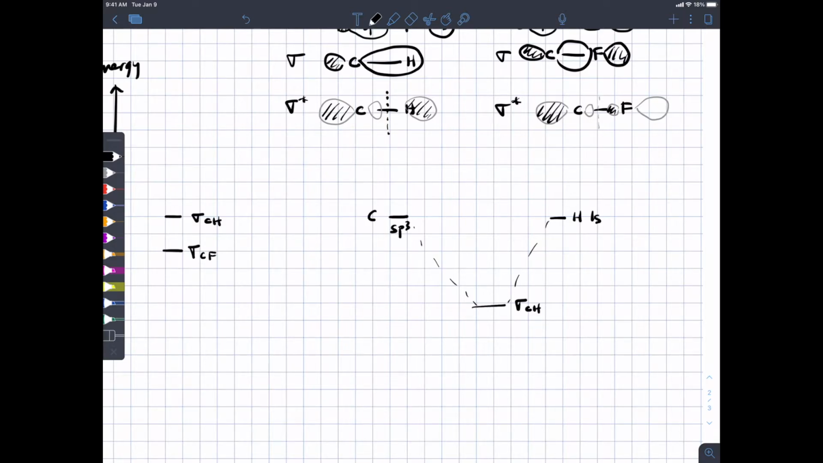But fluorine starts out at a lower energy level. The 2p orbital on fluorine is actually lower in energy than the orbital on hydrogen. Fluorine's more electronegative than hydrogen. So this means that because you start out at a lower point, the bonding orbital you make is going to be lower. Okay?